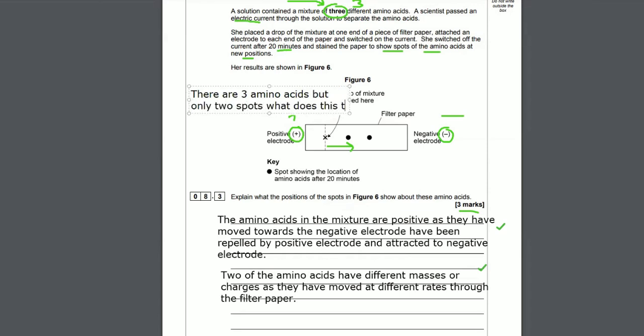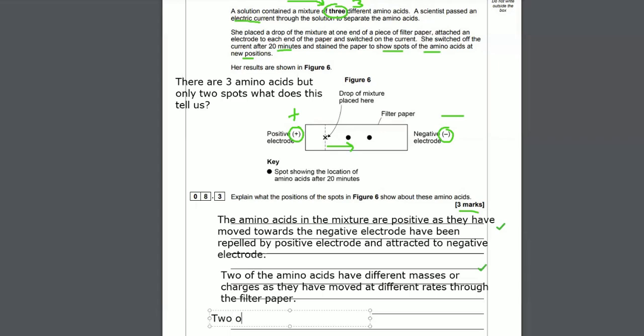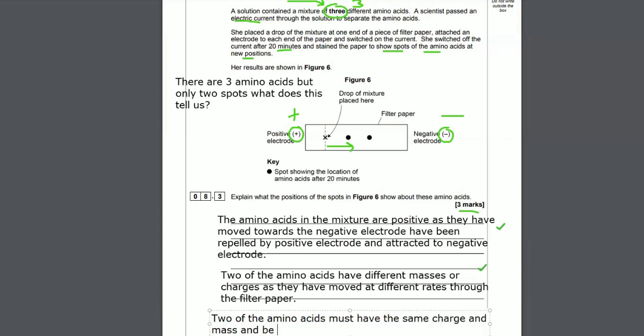Now, the third mark is the hardest mark. Remember, we circled 3 different amino acids. How come there's only 2 spots? If there's 3 amino acids, why is there only 2 black spots? And that is because it tells us that 2 of the amino acids must have the same mass and the same charge because they have moved the exact same distance. So we can only see 2 spots. It means one of these spots, there are 2 amino acids in it. So obviously that mark is quite hard to work out, but they put the little clue in bold at the top there, so you always got to watch out for that.